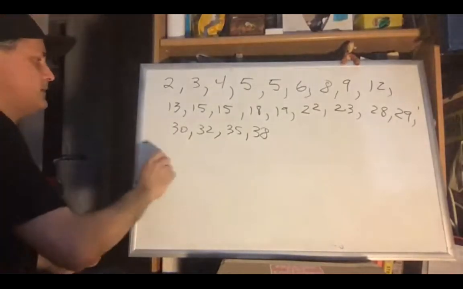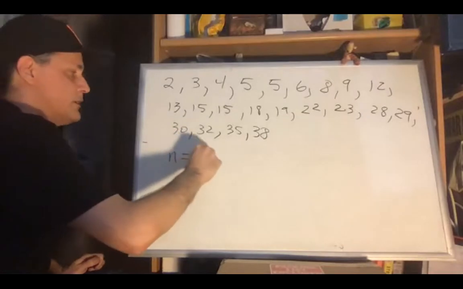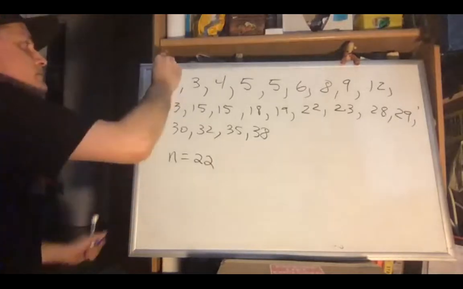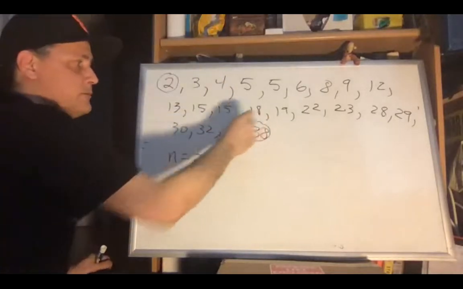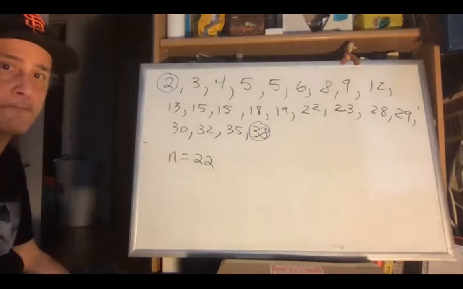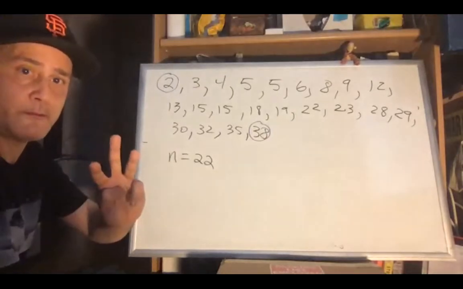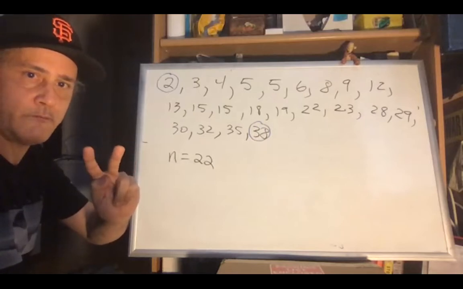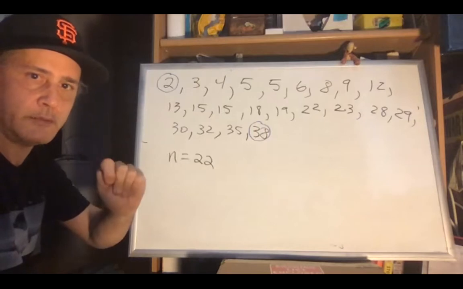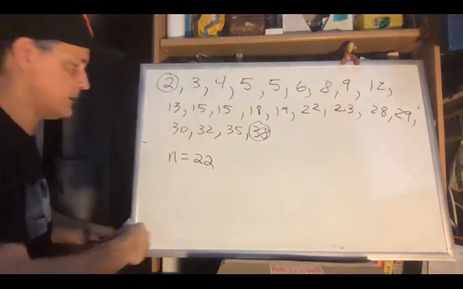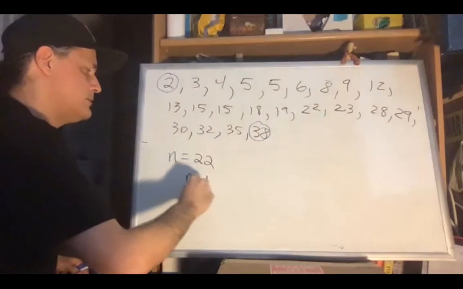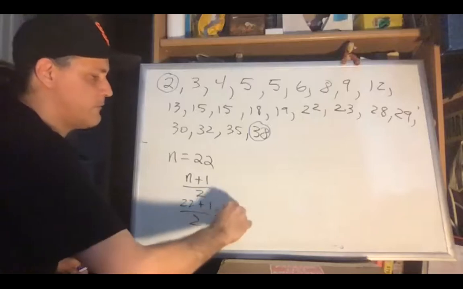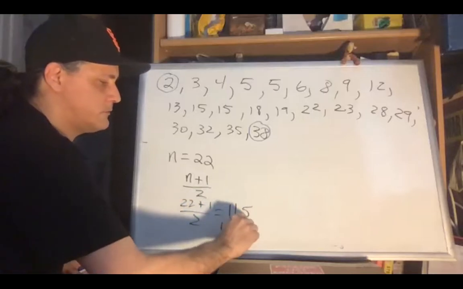First we have to count how many numbers there are. There were 22 numbers for number one. We already know the minimum value was 2 and the maximum value was 38. So we need three more numbers: the lower quartile, the median, and the upper quartile. To get the median, we can do n plus 1 divided by 2. So 22 plus 1 divided by 2, which is 11.5. So in between the 12th and the 13th number.